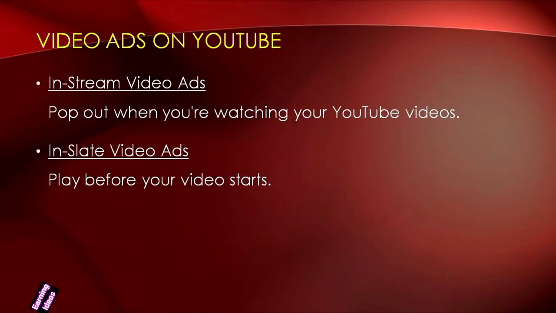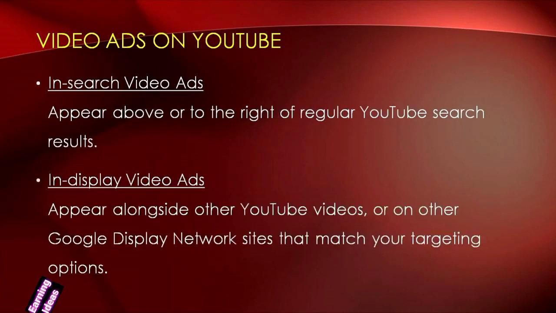As for video ads on YouTube, here are the types of ads offered. In-stream video ads are ads that pop out when you're watching your YouTube videos. In-slate video ads are ads that play before your video starts. In-search video ads are ads that appear above or to the right of regular YouTube search results. In-display video ads are ads that appear alongside other YouTube videos.